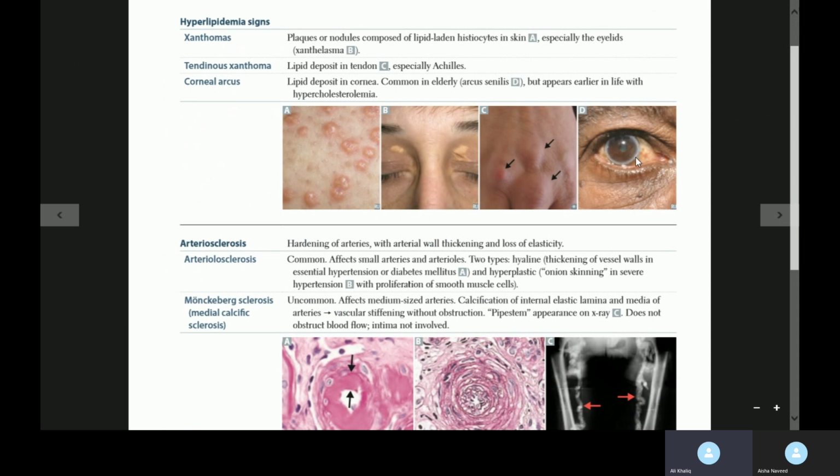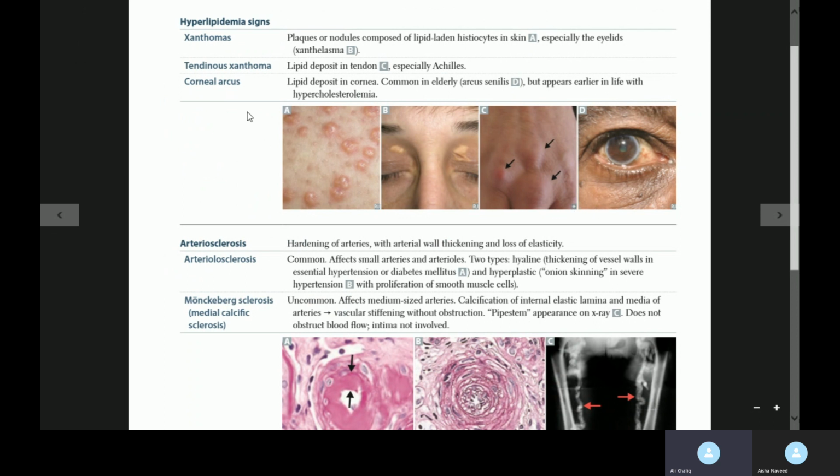Now the same lipid can go and deposit around your cornea. Around the cornea, you can simply see this blue thing. Can you see that? This blue thing around your cornea is called corneal arcus. It's a very important clue that the patient is having hypercholesterolemia.